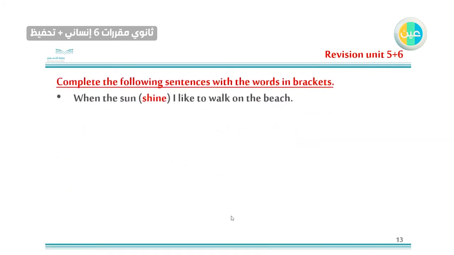When the sun shines, I like to walk on the beach. Is there any conditional here? Do we have a result clause and an if clause as something possible to happen or imaginary, or is it just a general truth? Yes, it's a general truth about me. So, when the sun shines, I like to walk on the beach. There is no will or would.